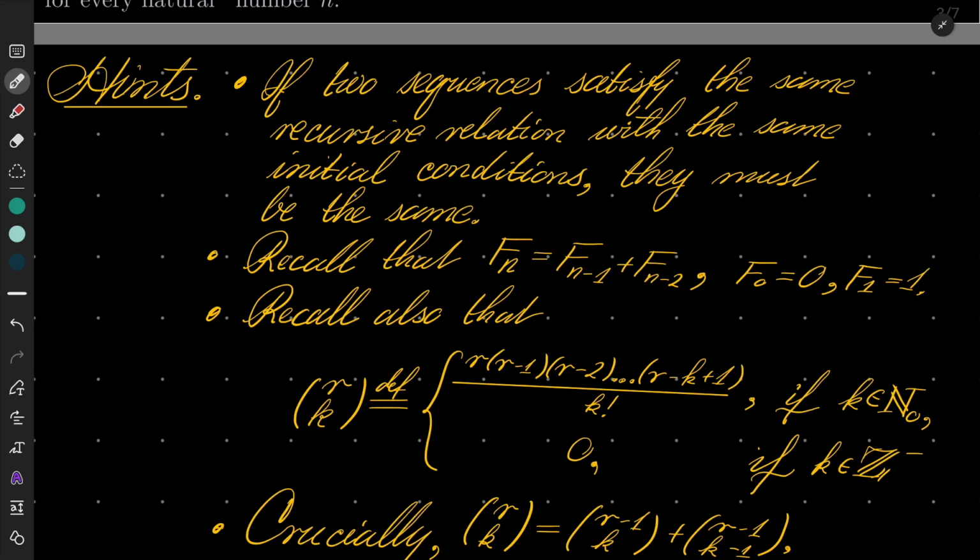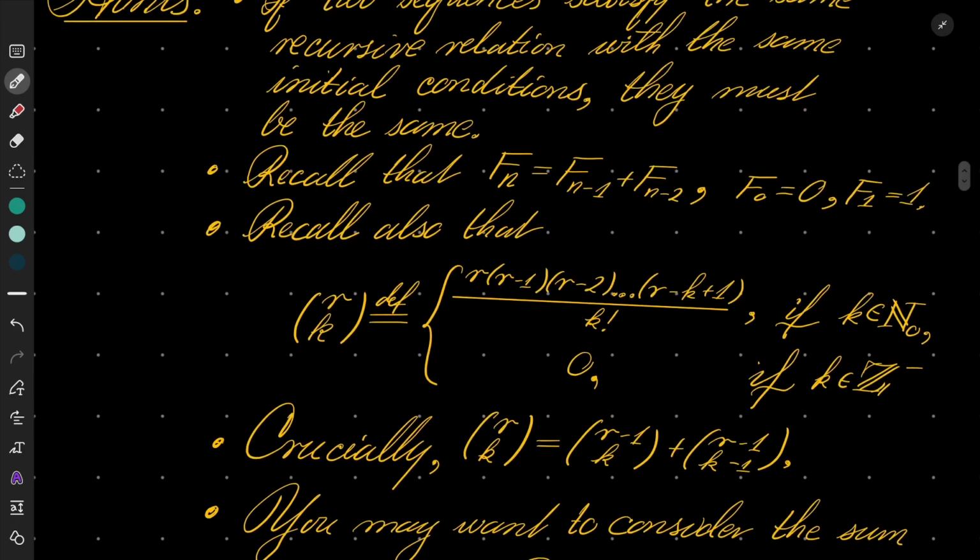Then recall the recursion for Fibonacci numbers. F of n equals the sum of the previous two terms, with initial conditions F of 0 is 0, F of 1 is 1. And recall also that our binomial coefficient, r choose k, is by definition, there are many definitions, but one of them, r times (r - 1) times (r - 2), and so on, up to (r - k + 1), all over k factorial, if k is a natural number from 0, and if the lower part of our symbol is negative, then it's 0 by definition.